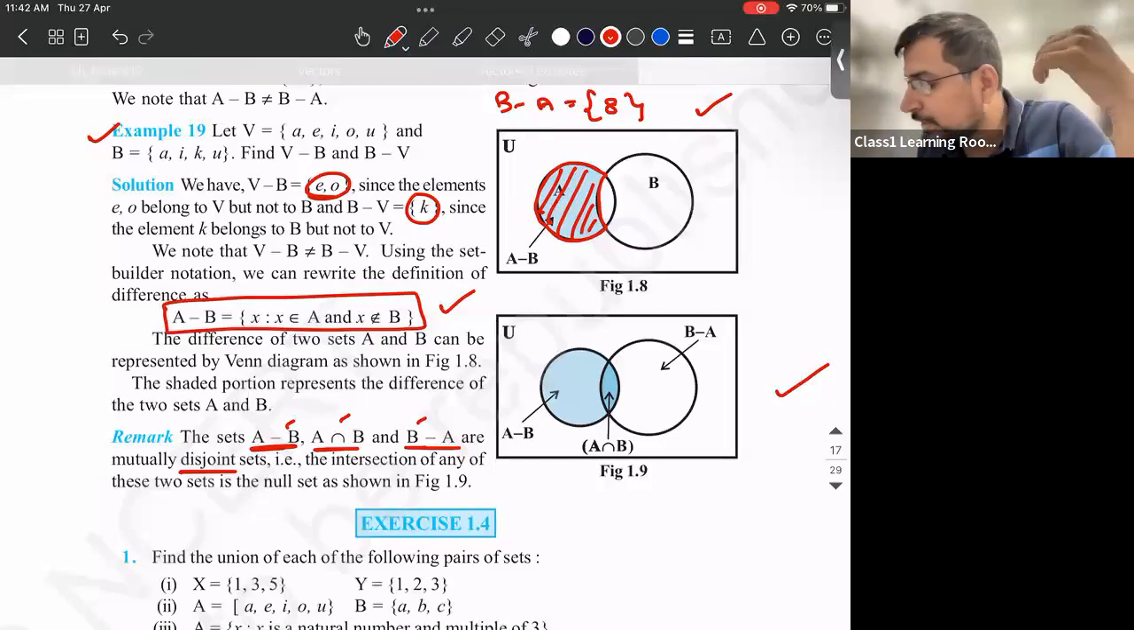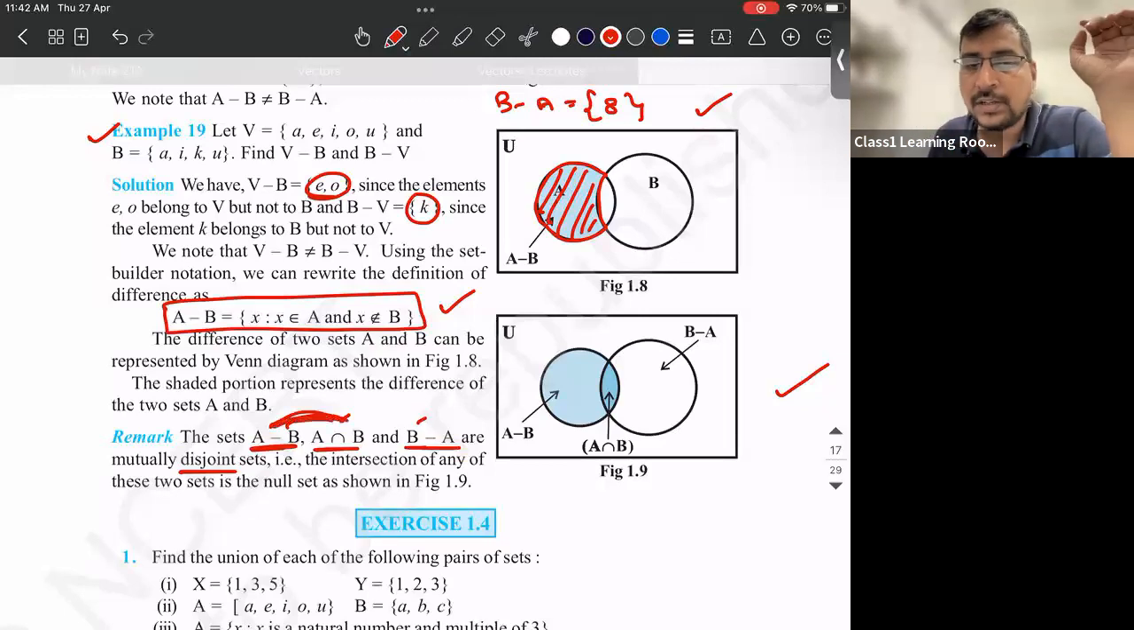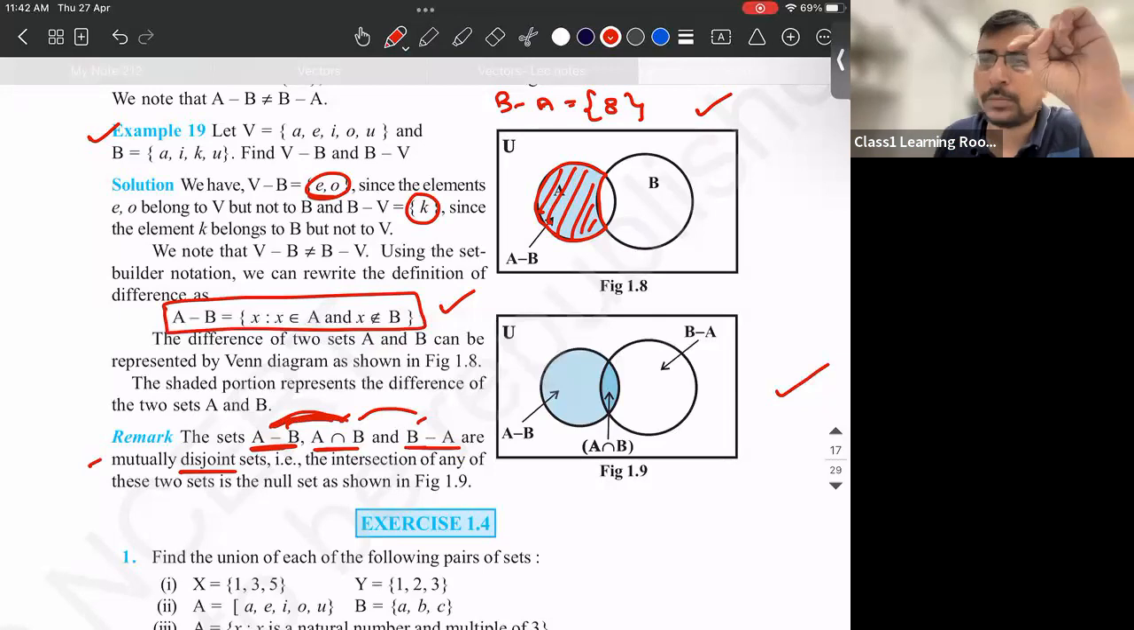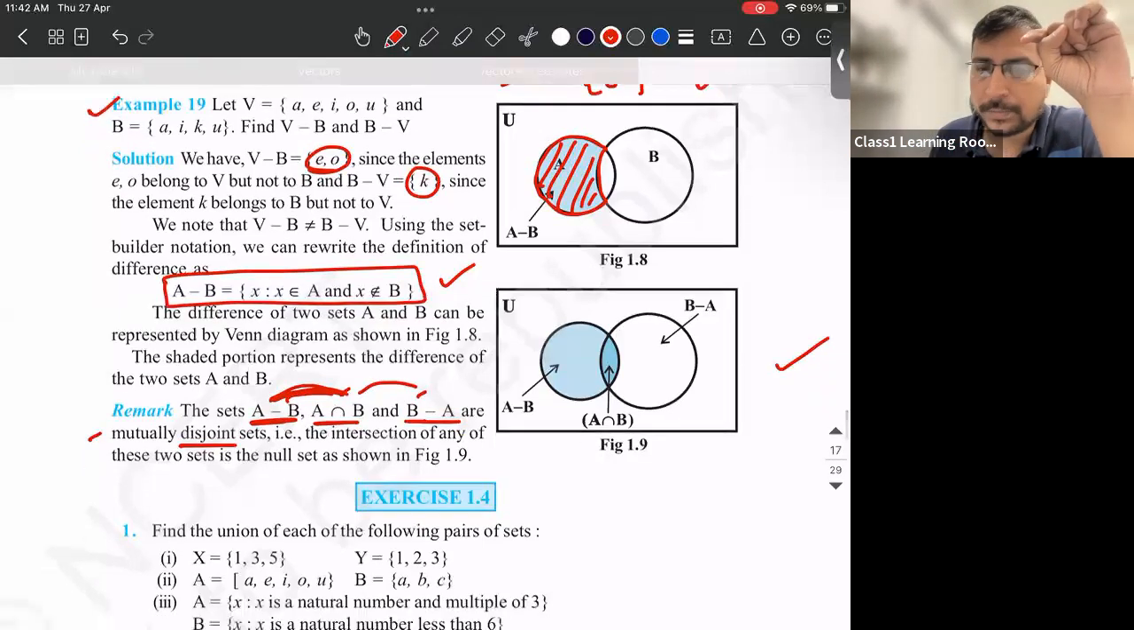So whenever you take the intersection of A minus B and A intersection B, you will get a null set. Whenever you take A intersection B and B minus A, you will get a null set, something like that. Right? Means nothing will be common in each of them. So this is what is called a mutually disjoint set. About this, you will learn more in probability. At that point, it will be important.